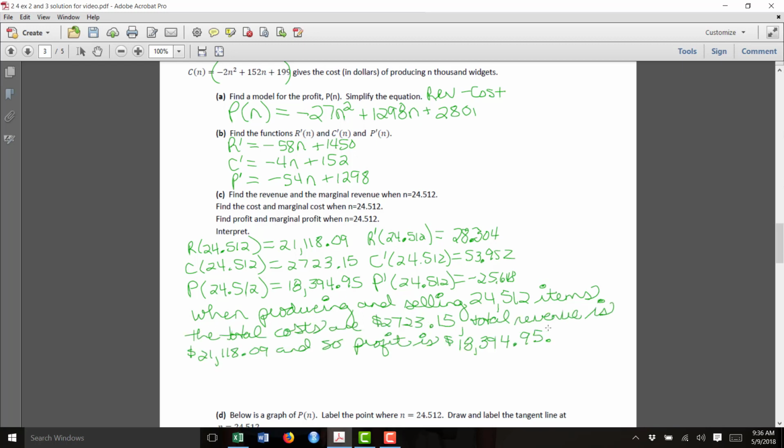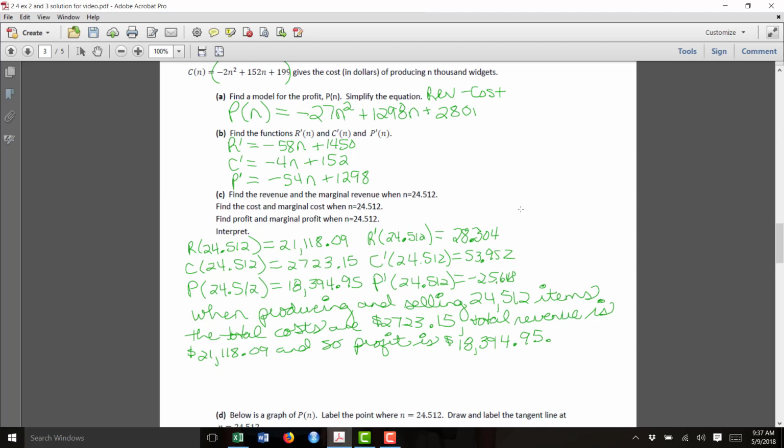Revenue minus cost equals that $18,394.95. So the derivative values are telling us marginal revenue, marginal cost, marginal profit. They're telling us the increase or decrease in revenue, cost, and profit for producing the next item. So we're saying if they increase n by 1, then you will see a decrease or an increase in revenue, cost, profit of these values.